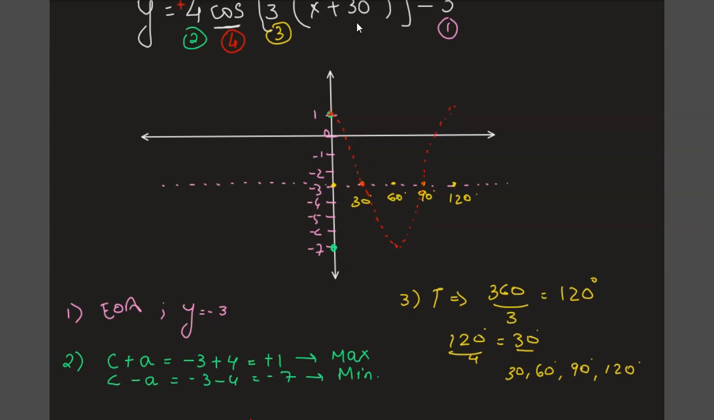Did you notice we did not use the phase shift yet? So this is our step number 5. We always use the phase shift at the end. The fifth step says that the d value is -30.